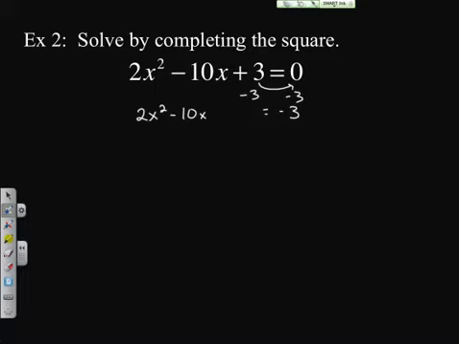The next step is we need this x squared to just have a 1 in front of it. So the way we deal with that is to get rid of this 2. Since it's 2 times x squared, we're going to just divide everything by a 2. And we have to divide everything by 2. So that gives us x squared minus 5x equals -3/2.